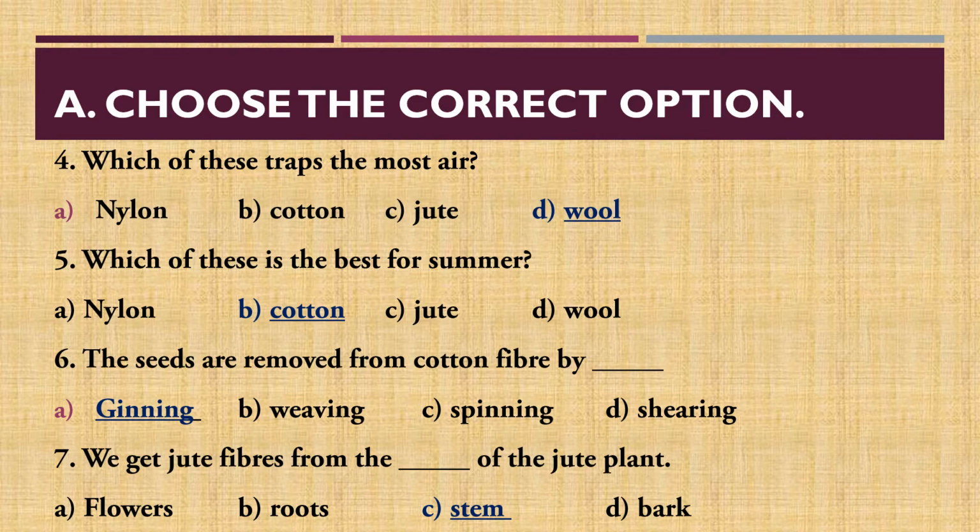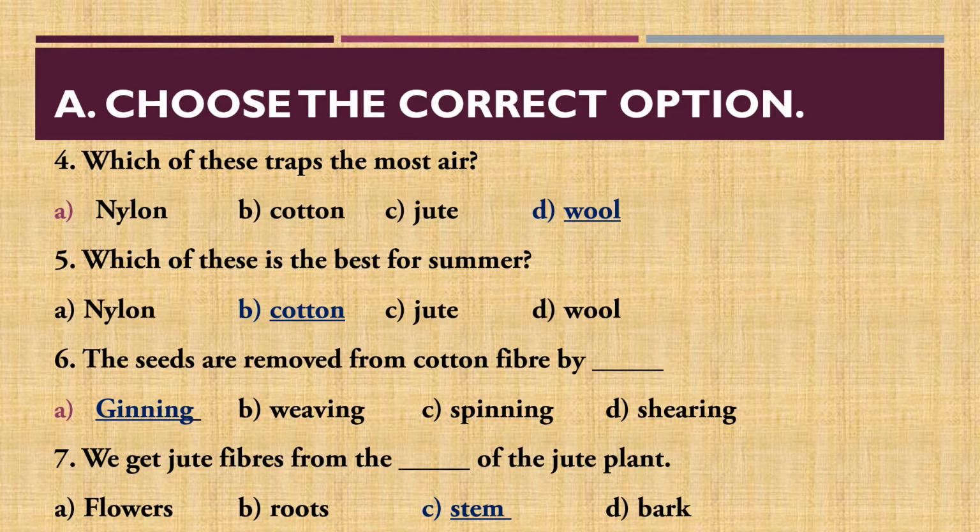Question 4. Which of these traps the most air? A. Nylon, B. Cotton, C. Jute, D. Wool. Wool traps most of the air, which enables them to act as an insulator. Wool fibers trap air in the tiny packets between them. Therefore, wool is used in winter to prevent us from cold weather. Answer option D, wool.